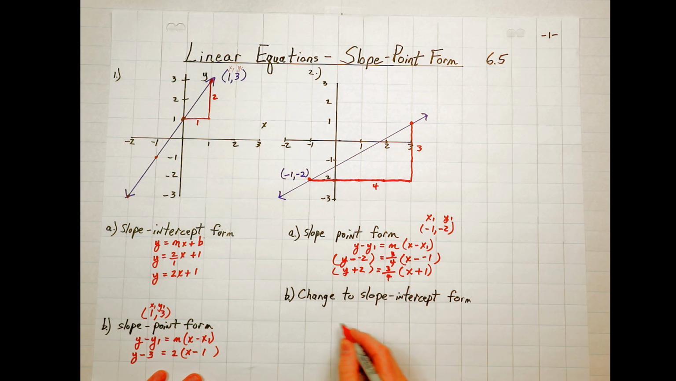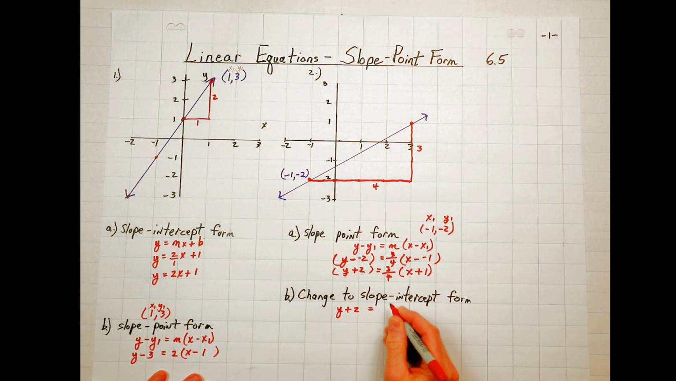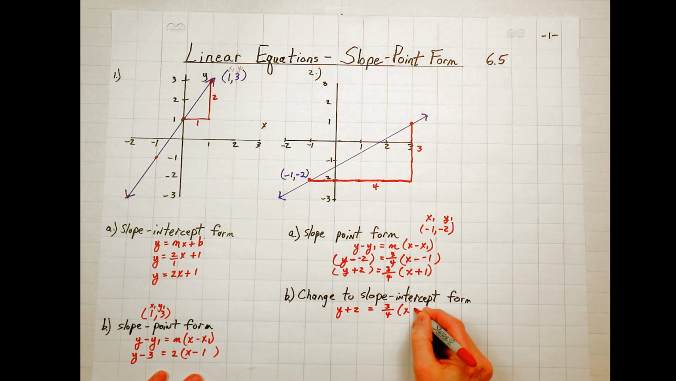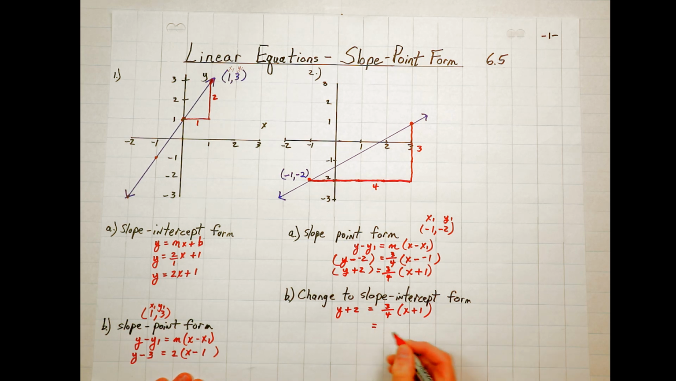Okay, so let's write down the equation. y plus 2 equals 3 over 4 times x plus 1. Now, what we have to do here is get y by itself on the left-hand side of the equation. So that means we have to get rid of the 2.